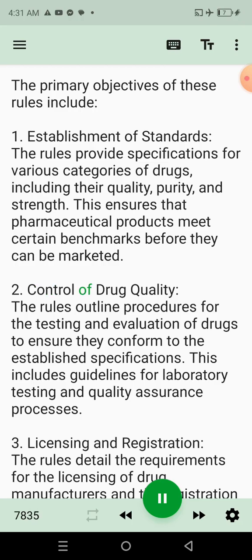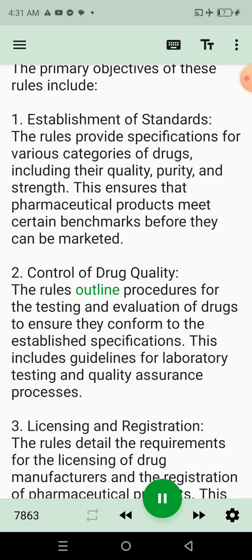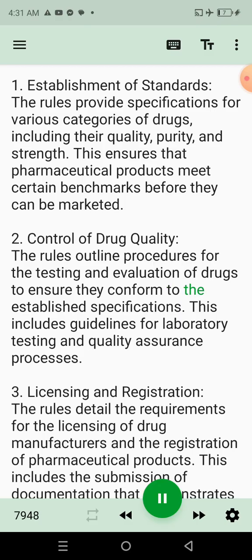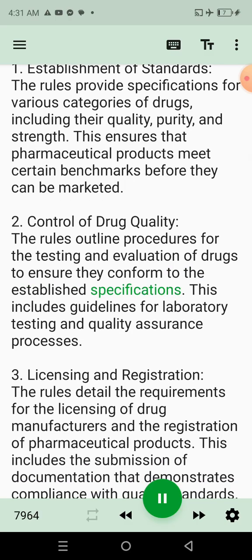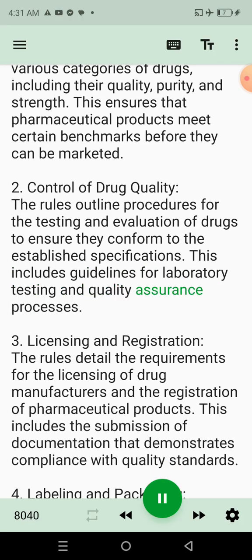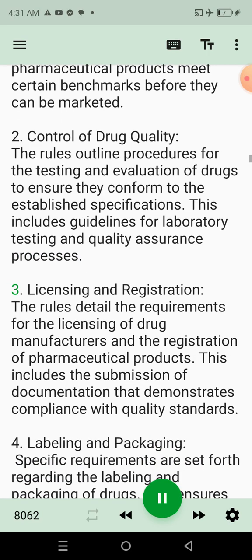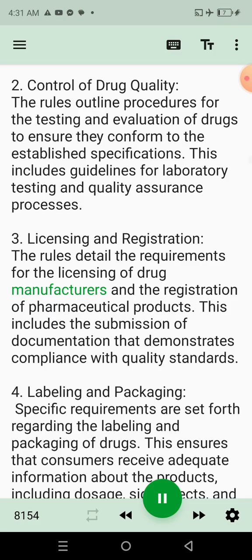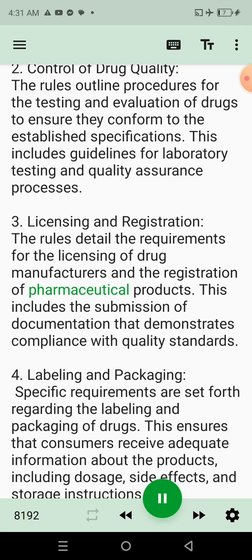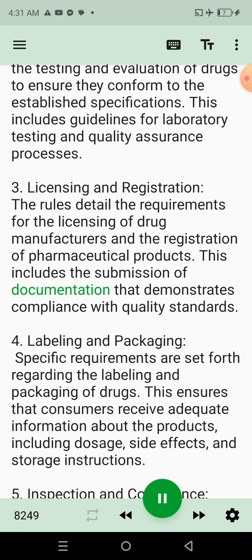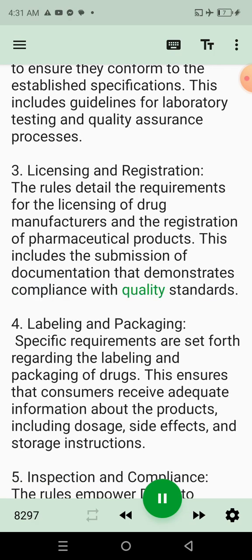2. Control of drug quality. The rules outline procedures for the testing and evaluation of drugs to ensure they conform to the established specifications. This includes guidelines for laboratory testing and quality assurance processes. 3. Licensing and registration. The rules detail the requirements for the licensing of drug manufacturers and the registration of pharmaceutical products. This includes the submission of documentation that demonstrates compliance with quality standards.